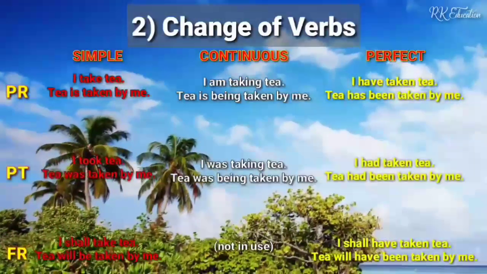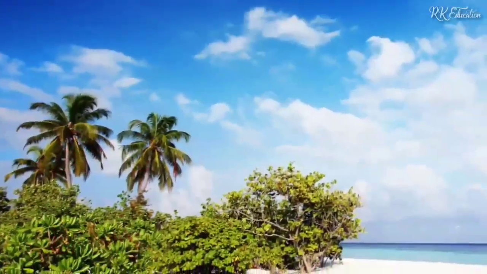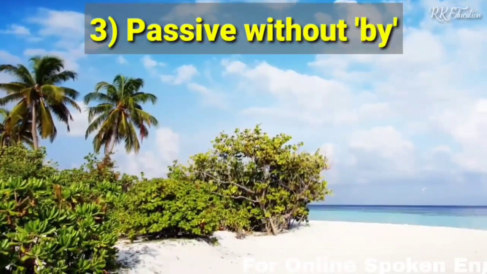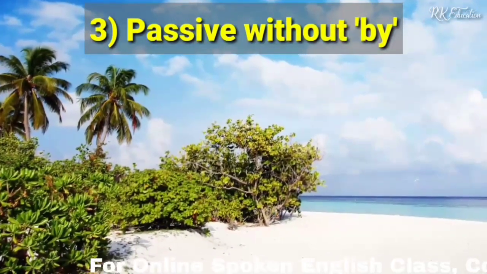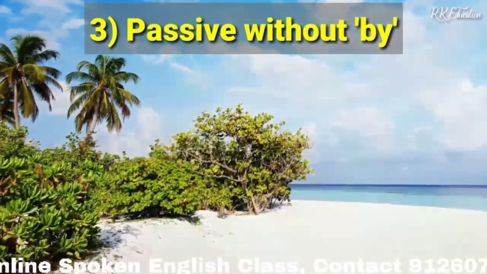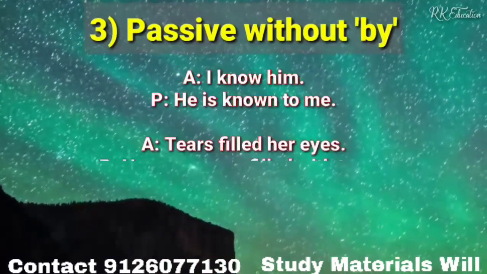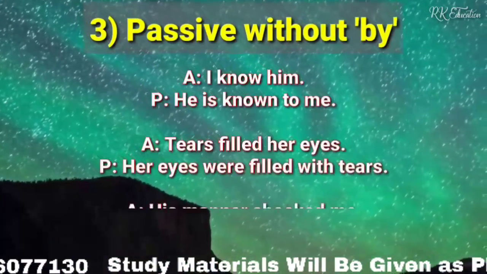Next rule is passive voice without by. Sometimes passive voices are done without the word by. Like, I know him, he is known to me. Tears filled her eyes, her eyes were filled with tears. His manner shocked me, I was shocked at his manner.